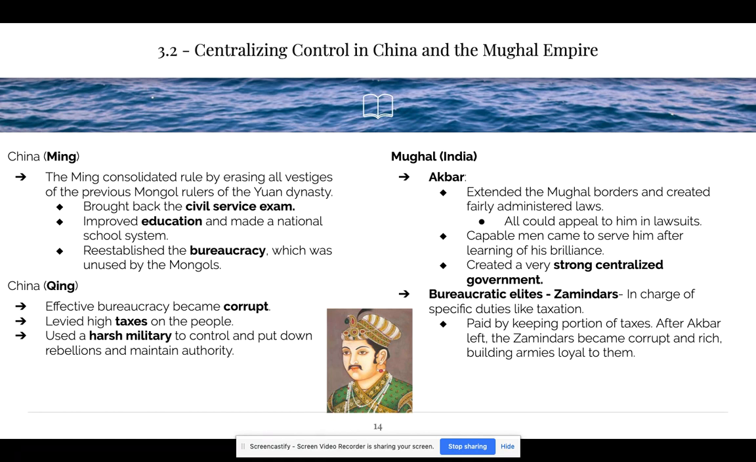And he used, again, keyword, bureaucratic elites, the zamindars, to execute duties like collecting taxes. So the zamindars were paid. Not all bureaucratic elites were paid.